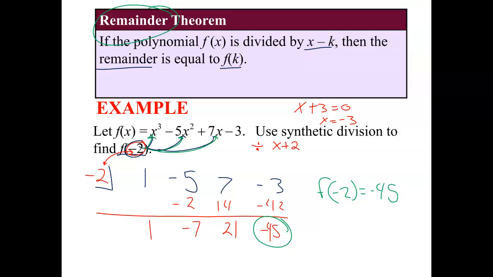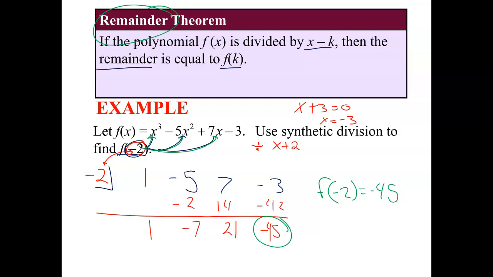The second reason is this is generally a faster method for finding the solution. Nine times out of 10, I can do synthetic division faster than you can plug it into your calculator and get the right answer. The third reason is this is more reliable than plugging it in, because if your x value is negative and you mess up one parenthesis, your whole answer is wrong.